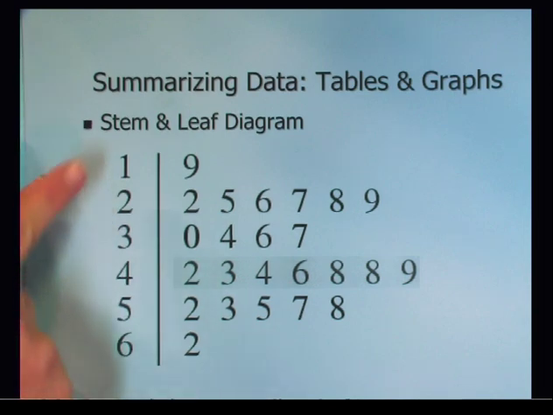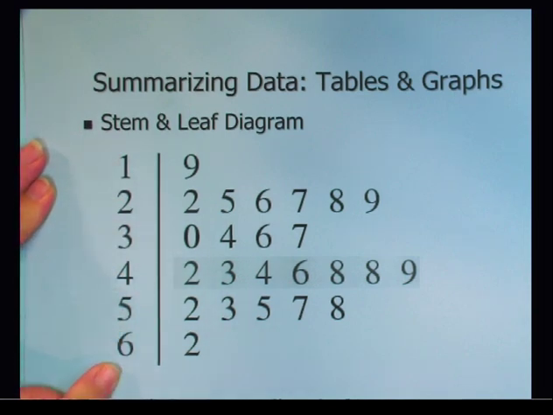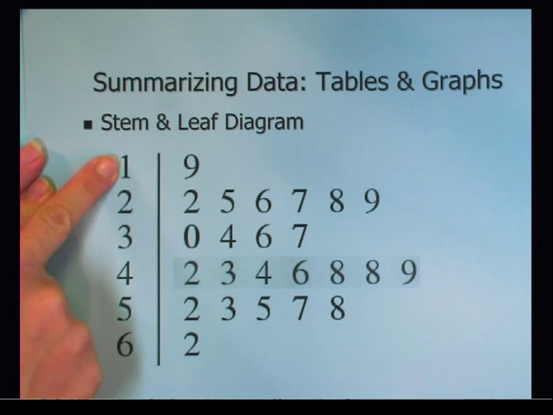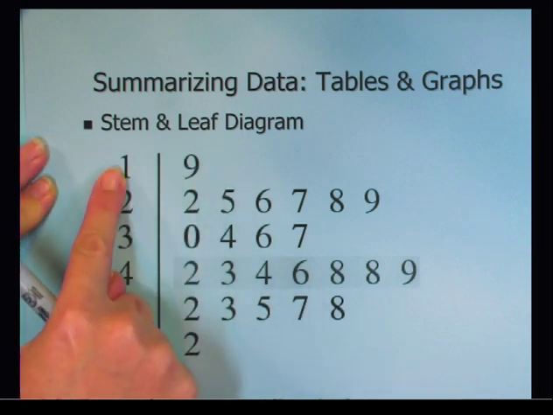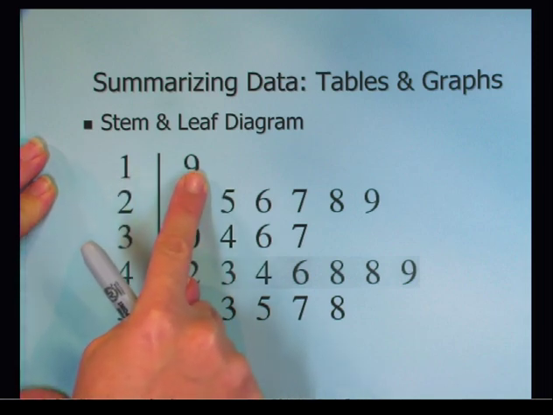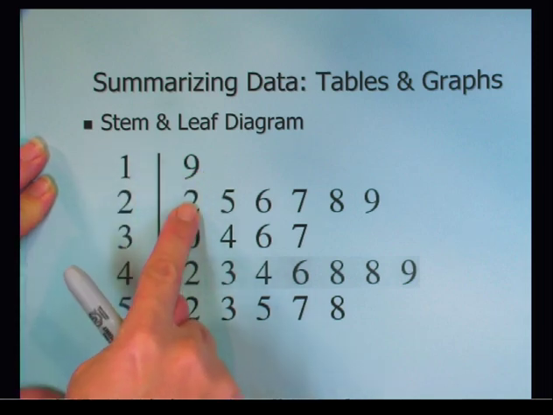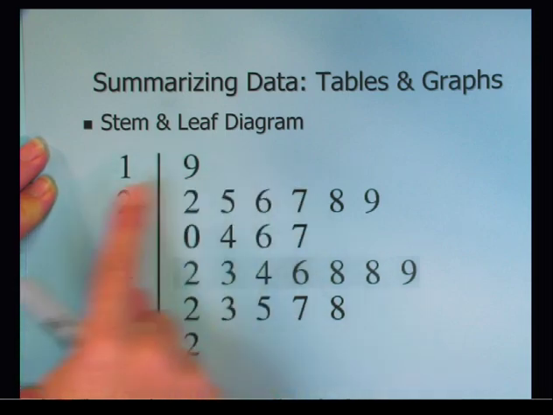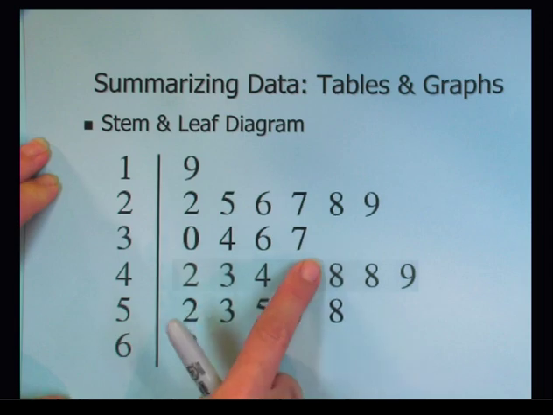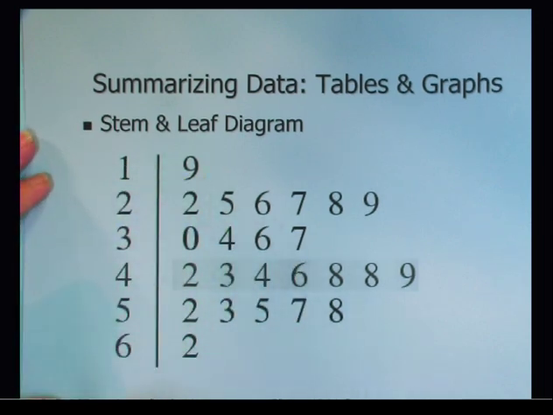Okay? What you do is you list the tens digits here. So this would be 10, and then the units digits here. So this means that there was one person in the class who was 19 years old. And then there was someone who was 22. There was another person who was 25, another one who was 26, 27, 28, and 29. So there was only one person who was under 20 in this class.